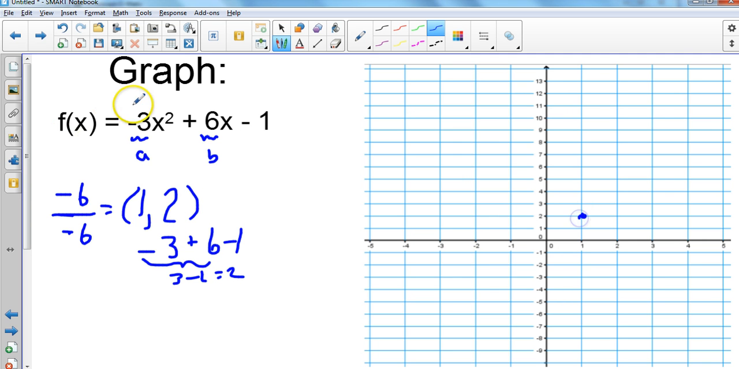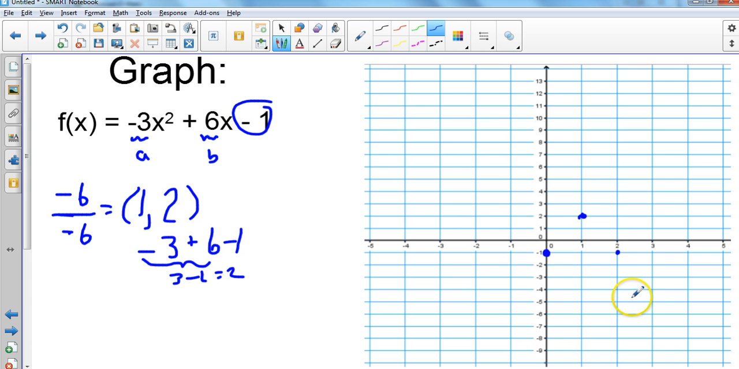The a tells us, just like it does in vertex form, because it's negative, we're going to open down, and we have a stretch factor of 3. So you can go over 1, down 1, 2, 3, which, check that out, is our y-intercept, which is just our constant. So 0, negative 1 is a point. Therefore, 2, negative 1 is a point, because our vertex is on that axis of symmetry.